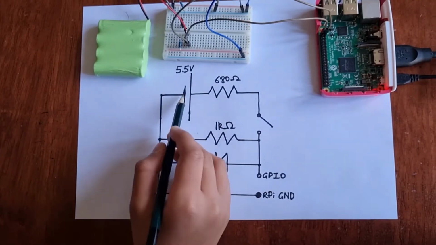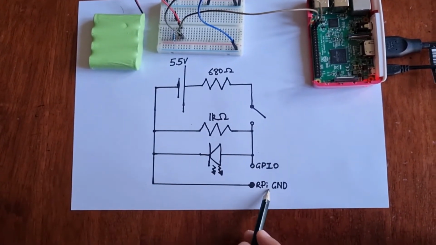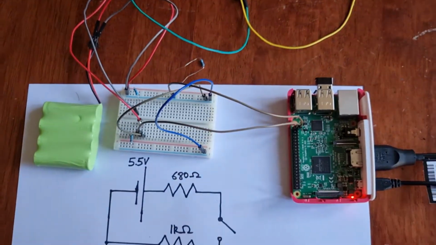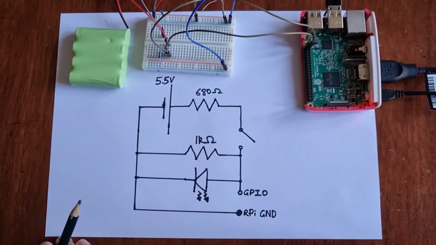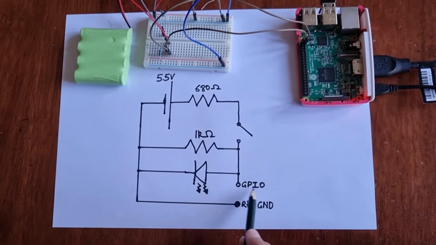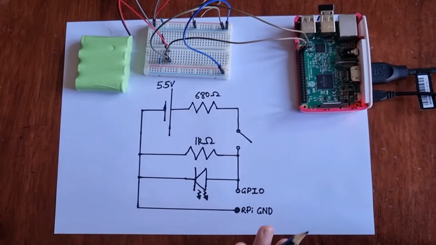The battery's ground is also connected to the Raspberry Pi ground, which is this wire here. That sort of connection is called a common ground connection, and the reason for it is so that the GPIO pin reads accurate values.